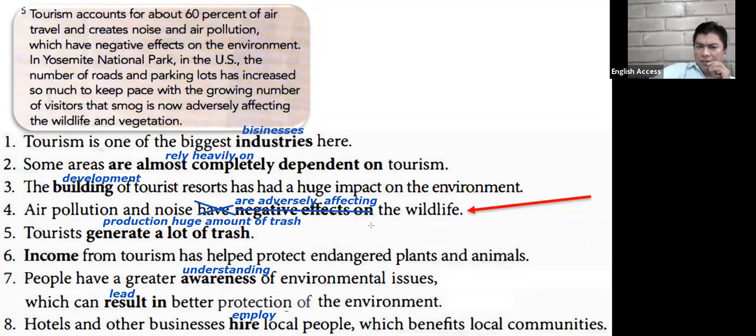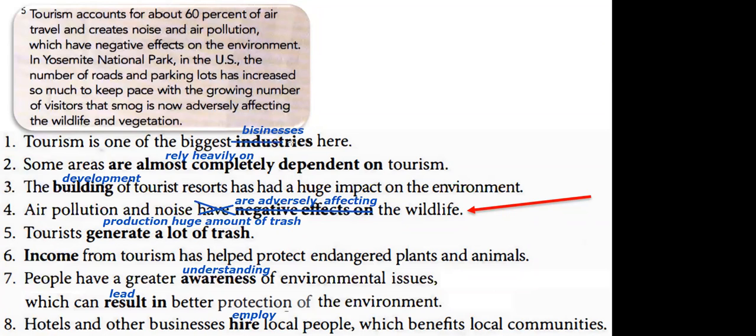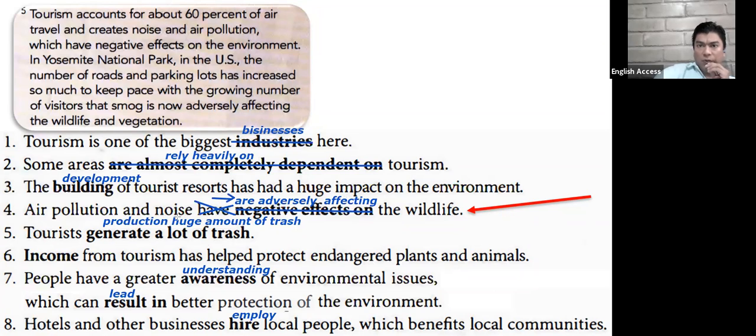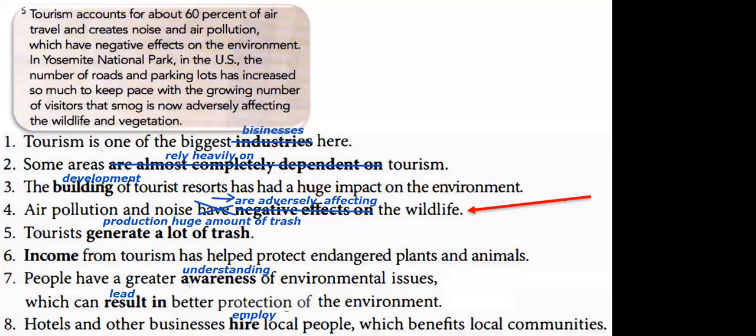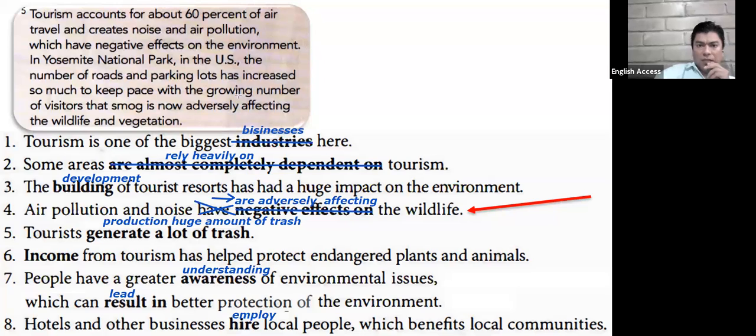Is that a little better or is it the same? I like add the verb to be, change the verb to be. Yeah, to add the verb to be, right? To use this one, are. So air pollution and noise, we have two nouns, two different things. So it's a plural noun. Air pollution and noise are adversely affecting the wildlife. Yes, very good. Let's go for the next one.